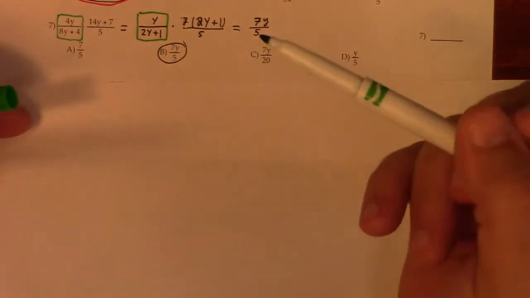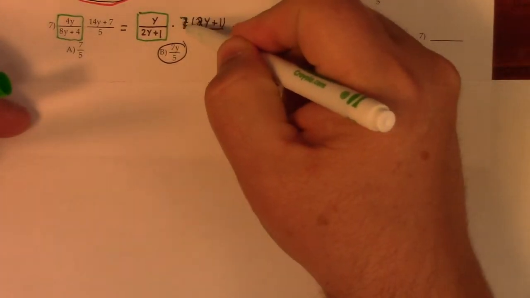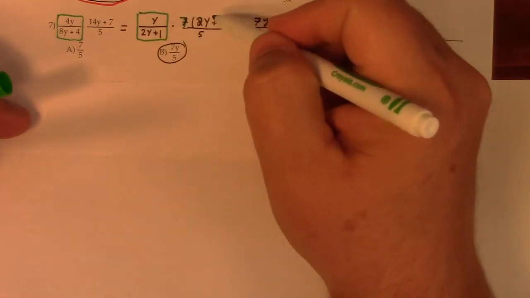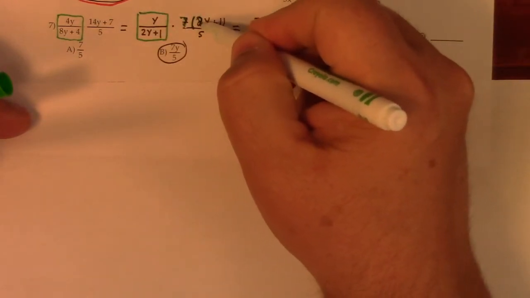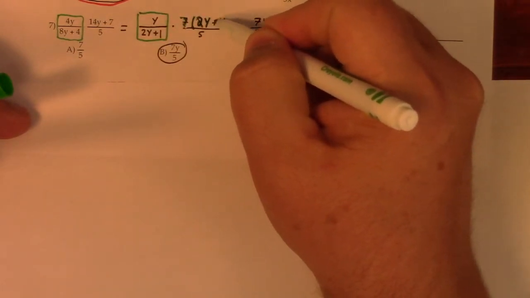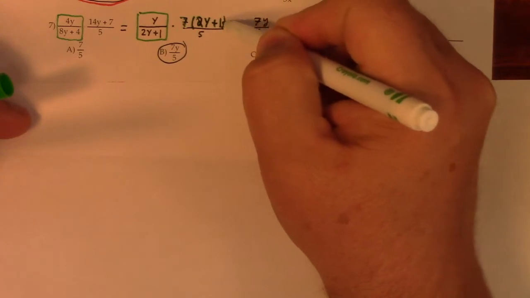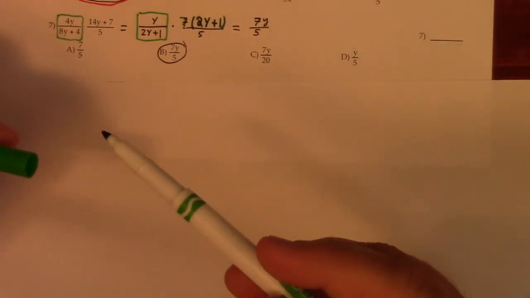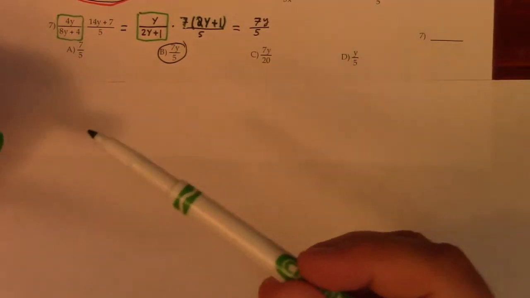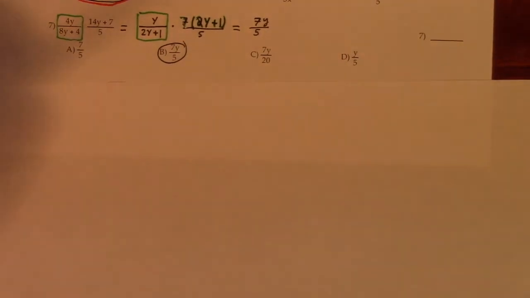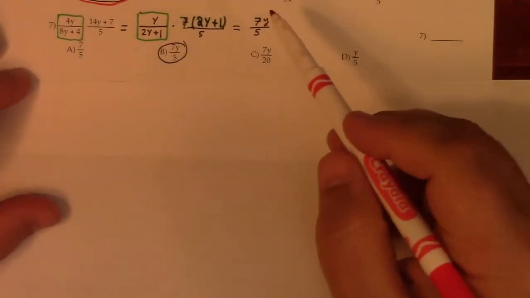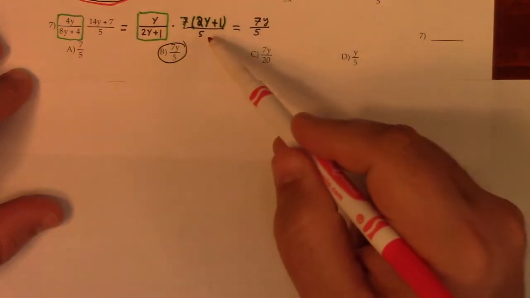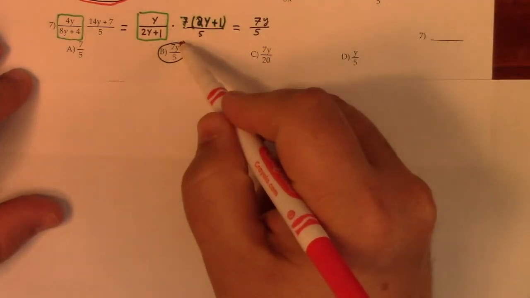Then I factored a 7 out of this guy, which left me with 2y plus 1, right? And then, oh, I've got a 2y plus 1 in two places, so I cancel it, and that leaves me with the 7, the y, and the 5. So 7y over 5 is my answer here.